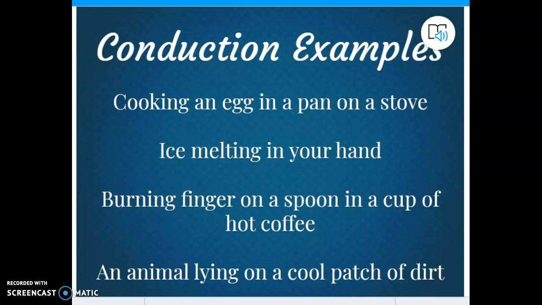If you burn your finger on the stove or on a spoon that's in a cup of hot chocolate, which you could do today if you left that spoon in there too long, all of those would be conduction. When you pick up a snowball and hold it in your hand for a while, you're going to feel the heat moving from your hand to the snowball, and that is through touch, so it's conduction.